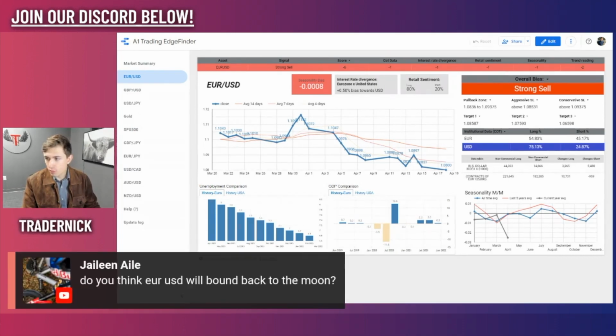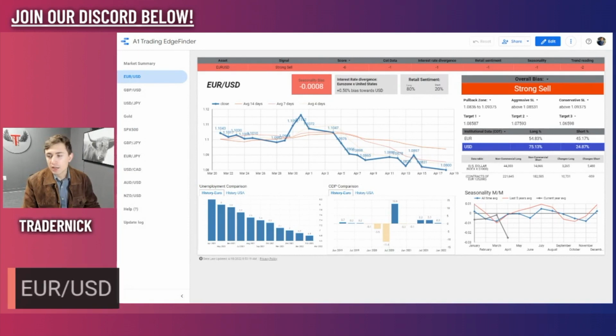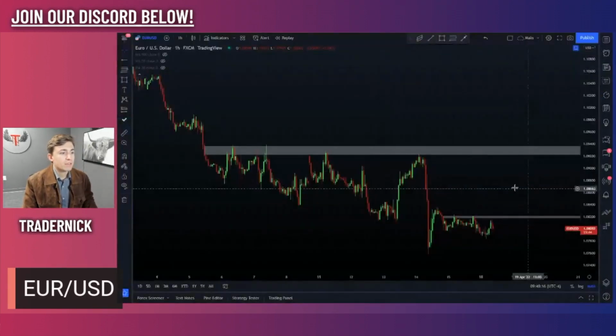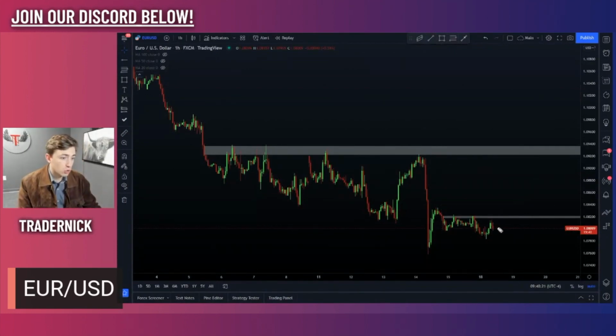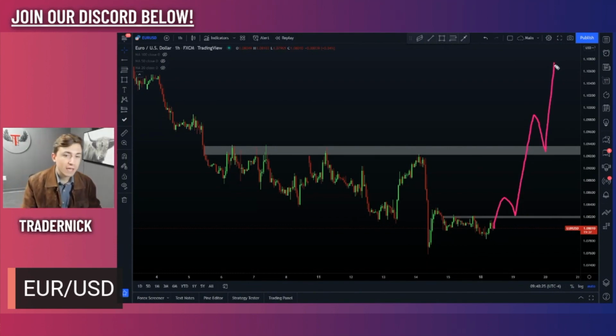Do you think Euro USD will bounce back to the moon? Jaylene, I would not bet on it personally. Like I said, when we trade, trading is all probabilities. So to be fair, technically, yeah, it could. We could see this thing completely change its mind, change directions, and change its tone completely. But do I think that is what is likely going to happen? I would say no.